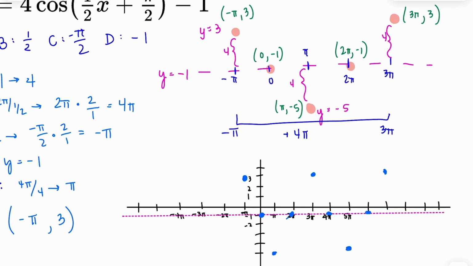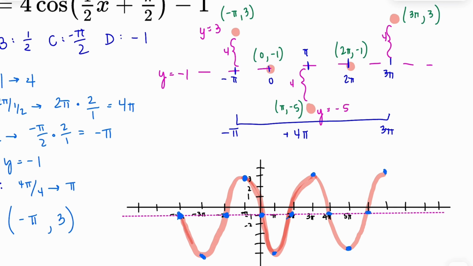Oftentimes you'll be asked to draw 2 periods, a positive one and a negative one, so we can also go this direction. Over one increment, middle. Over one increment, down. Over one increment, middle. Okay? Then we can connect our curve. So this was the first period we graphed using the information from above. And then we were able to continue on the pattern in both directions to extend the curve.